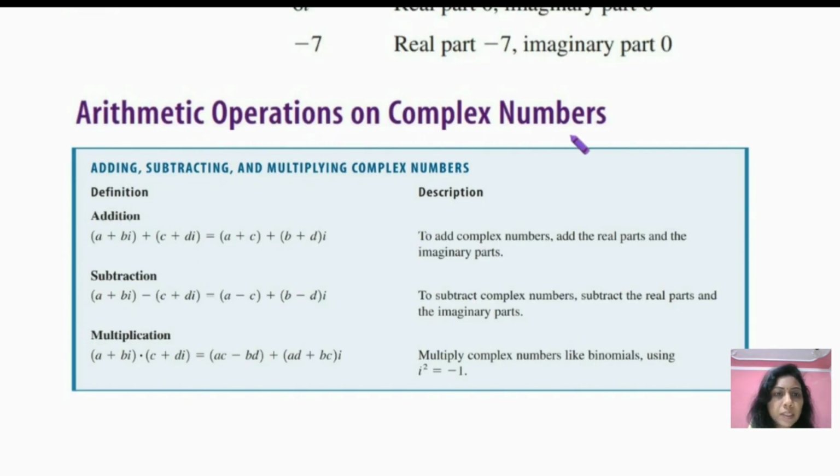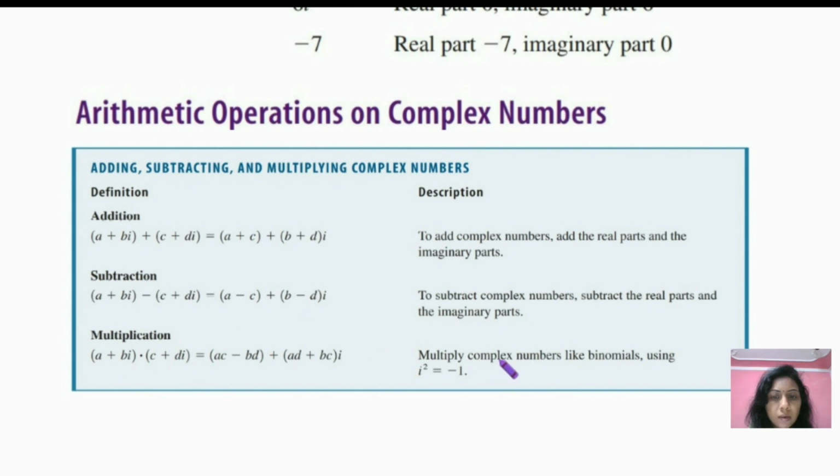Arithmetic operations on complex numbers: adding, subtracting and multiplying complex numbers. So the definition of addition is a plus bi plus c plus di. To add complex numbers, add the real parts and the imaginary parts. So real parts a and c, we can add these, and imaginary parts bi and di, so we can add b plus d i. Subtraction is the same process. To subtract complex numbers, subtract the real parts and the imaginary parts.